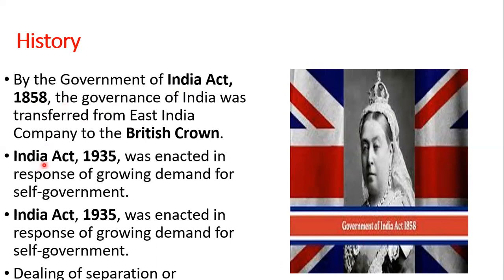Well, India Act 1935. The second major law was the India Act 1935. It was enacted in response to the growing demand for self-government. From 1858 till 1935, the local Indian people wanted to be included in the system of government. They wanted that the local people be their officers.